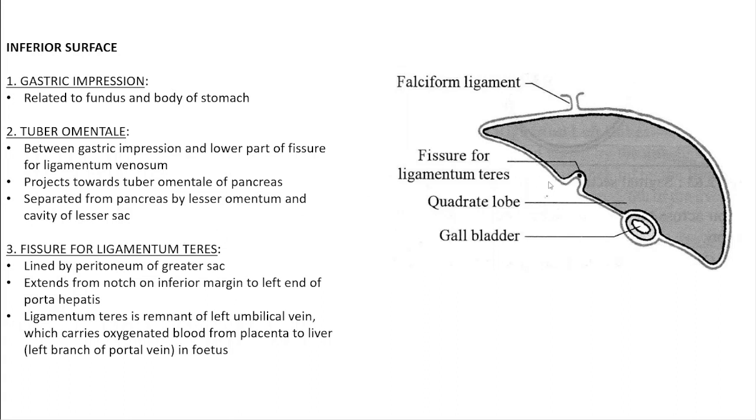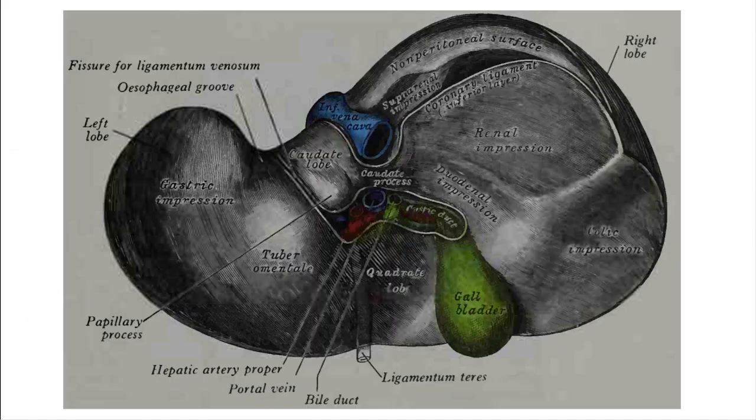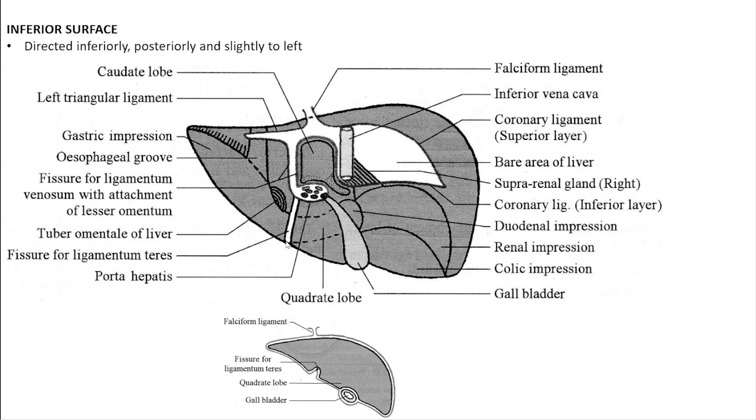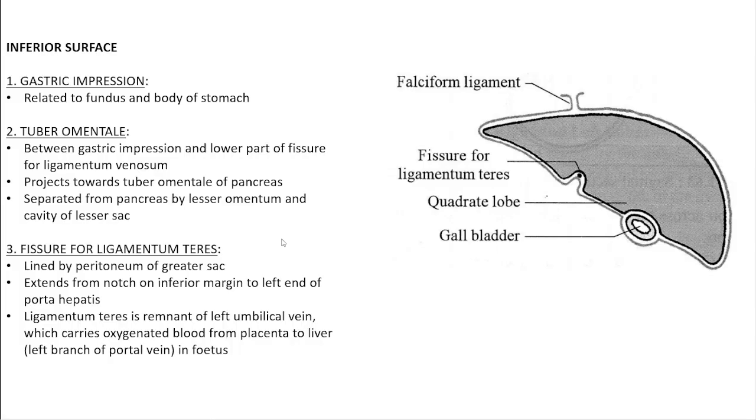The fissure for ligamentum teres is lined by peritoneum of the greater sac and extends from the notch on the inferior margin of the liver. I have told you that there is a notch on the inferior margin of the liver. This is that notch for the ligamentum teres, and it extends from that notch to the left end of the porta hepatis. So this is the extent of the fissure for ligamentum teres, and it is a remnant of the left umbilical vein, which is another important component of the fetal circulation. It carries oxygenated blood from the placenta to the liver.